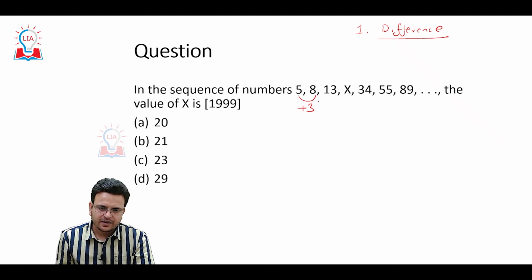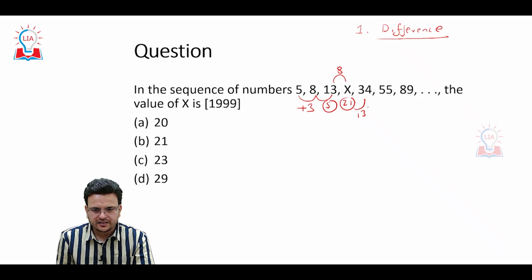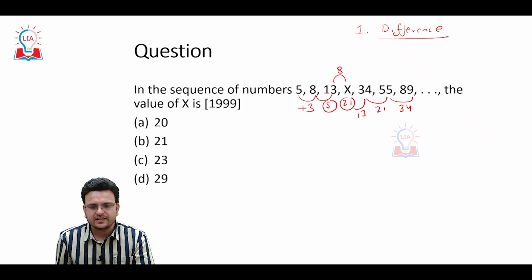Then I have 8 plus 5, 13, plus 8, 21, 21 plus 13, 34, 34 plus 21, 55, 55 plus 34, 89.